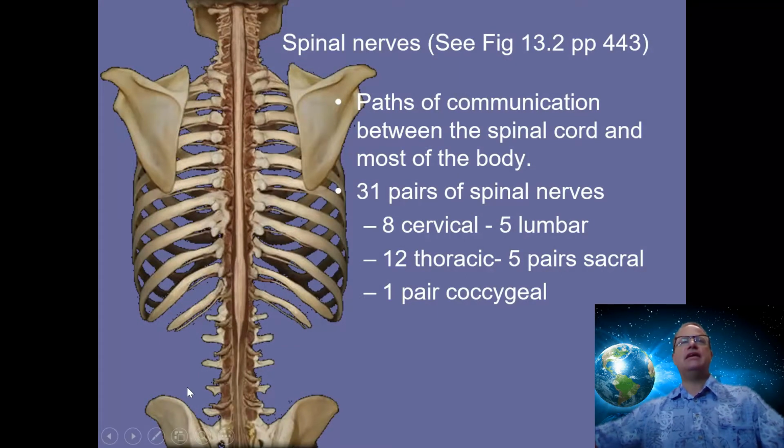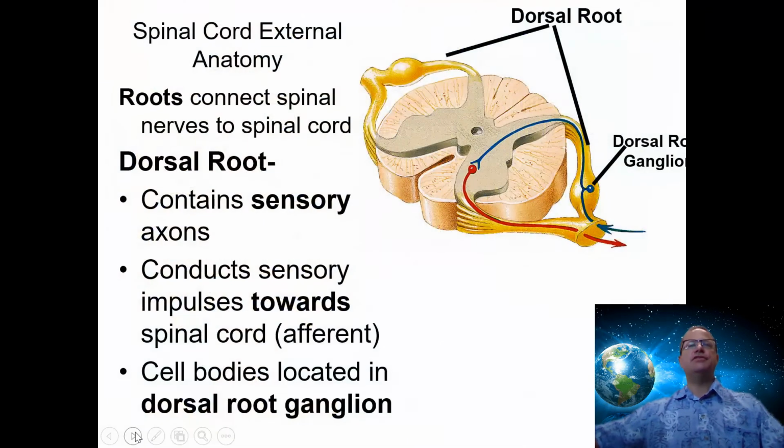Okay, next week or in a week or two, we're going to talk about the different spinal nerves. Suffice it to say, there's a lot of spinal nerves, 31 pairs of spinal nerves, 8 cervical ones, 5 lumbar ones, 12 thoracic ones, 5 sacral, and 1 pair of coccygeal. And we'll learn what each one of these do. But for the most part, these nerves are what we call mixed nerves. That is, they have axons of both sensory neurons and motor neurons.